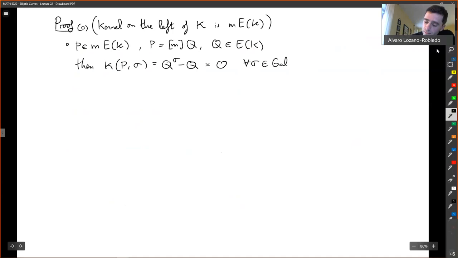Okay, and therefore P is in the kernel, in the left kernel. So now let's go the other direction.